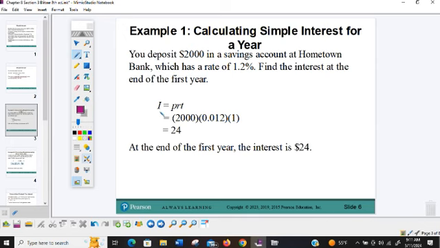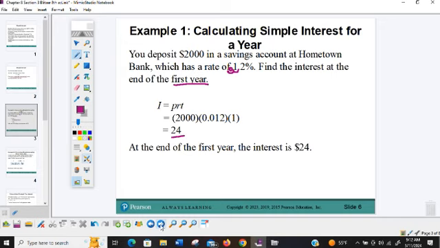So interest equals principal times rate times time. Your principal that you're putting in is 2,000. Your rate is 1.2. Remember, you have to move the decimal twice to make that a decimal, so we have to add a 0 here. We get 0.012, and it says first year, so the time would be 1 year. When you multiply this out, you get 24. So at the end of the first year, you've earned $24.